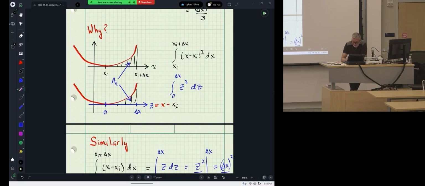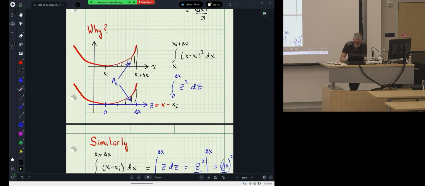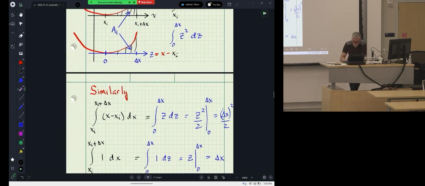Okay, so this is the same picture. xi plus delta x becomes delta x, and xi is 0. So it's 0 to delta x then, because z is x minus xi. And this area in x and this area in z, there's no difference. So this integral is the same as this integral. And it's the same for the linear term and the constant term.